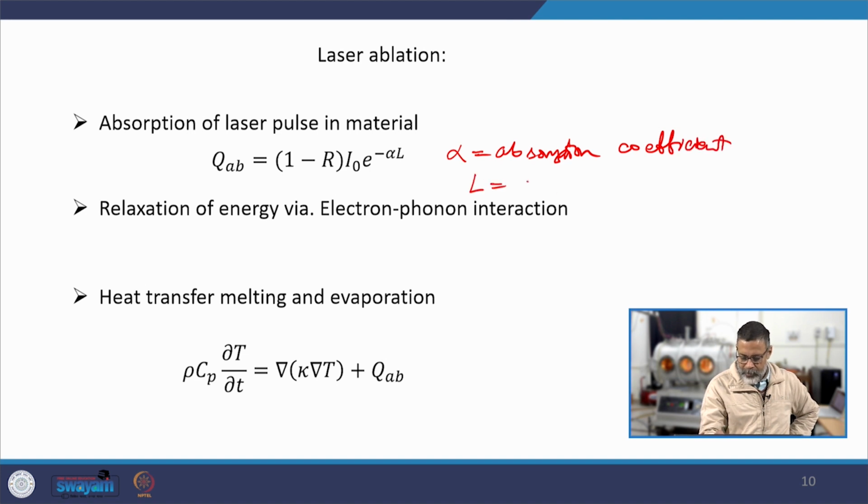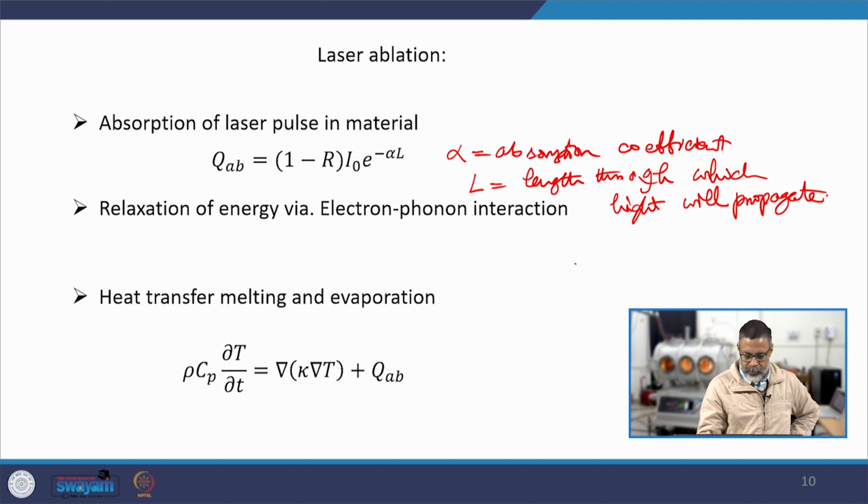And L is the length through which light will propagate, and I naught is the initial intensity of the light. And R is the reflectivity.